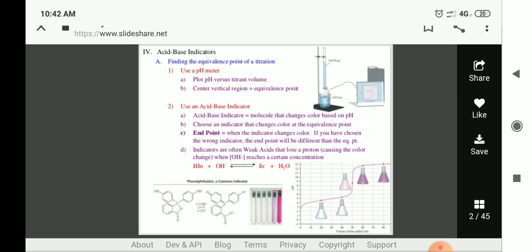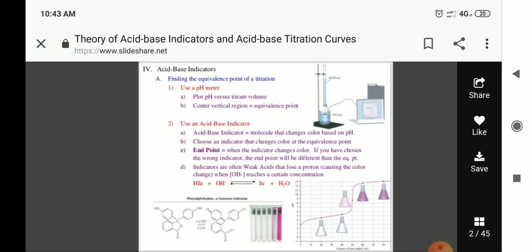Second, choose an indicator that changes color at the equivalence point, the end point. If you have chosen the wrong indicator, the end point will be different from the equivalence point. Indicators are often weak acids that lose a proton, causing the color change when OH minus reaches a certain concentration. HIn plus OH minus gives In minus plus H2O, shown diagrammatically.